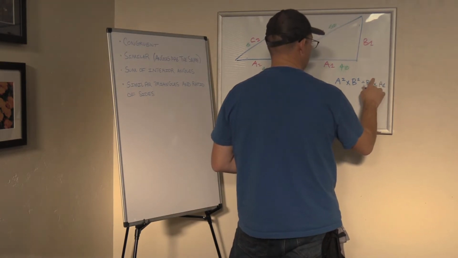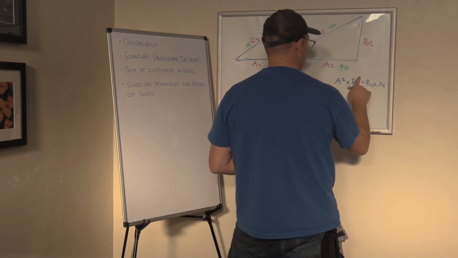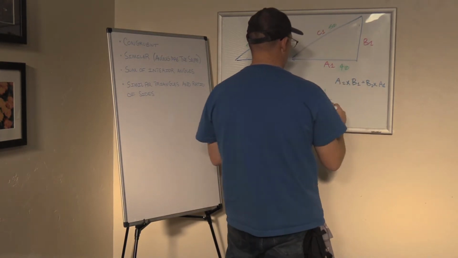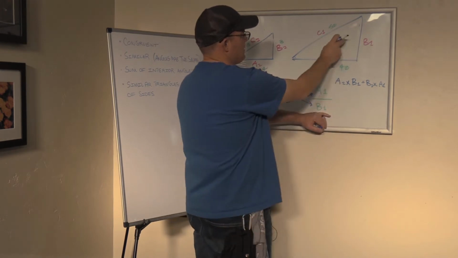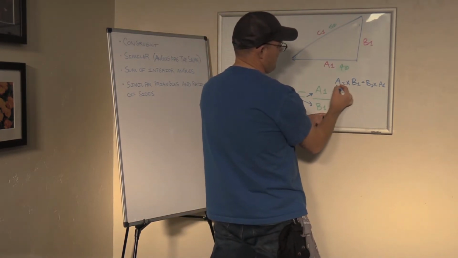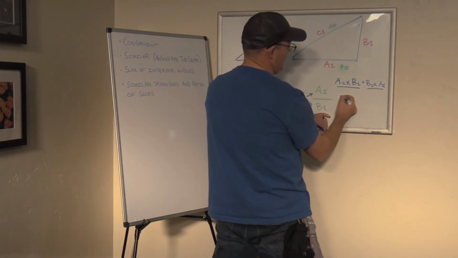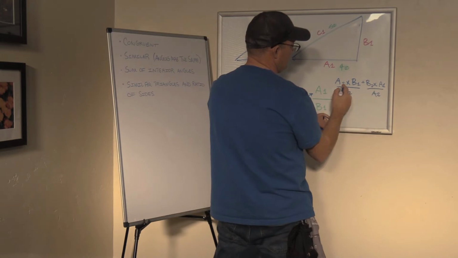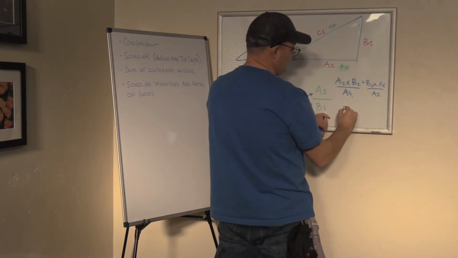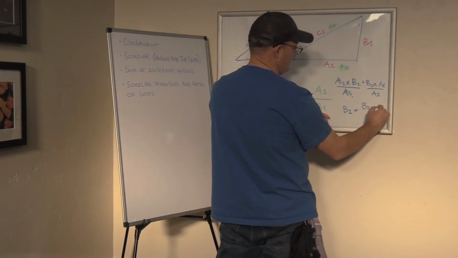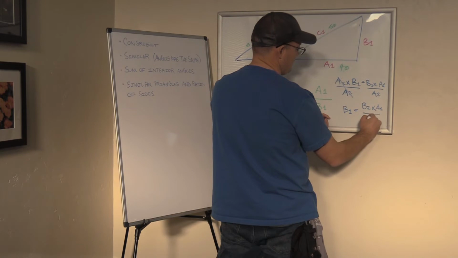Sorry, I'm making those exponents and they shouldn't be. Now I'm trying to solve for B1 on this big triangle. I want to get it by itself. To get B1 by itself, we're just going to divide both sides by A2. These cancel, so we get B1 is equal to B2 times A1 divided by A2.